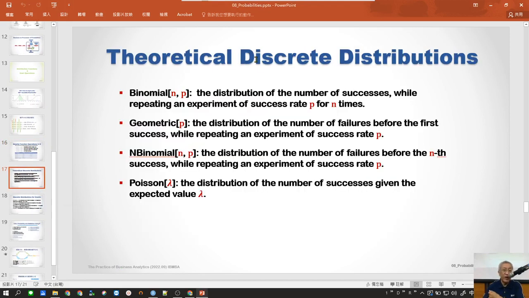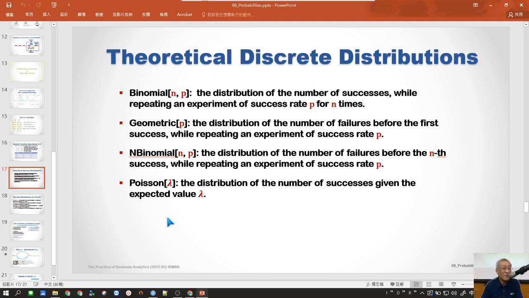when we are using these theoretical distributions, we have an assumption, right? We assume that we already know the successful rate. But sometimes in the real business, we don't really know the process that generates the data. So you are not sure about what type of distribution you are encountering, and in that case, usually you have to do simulation.